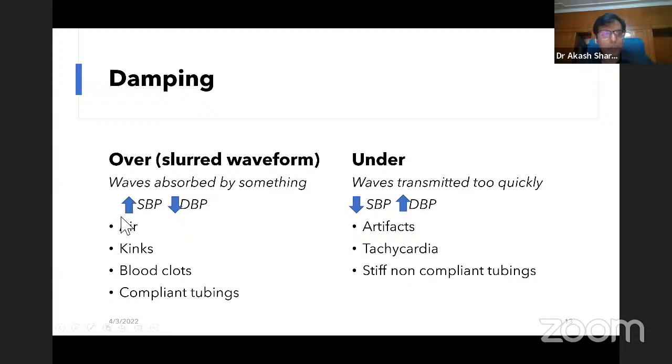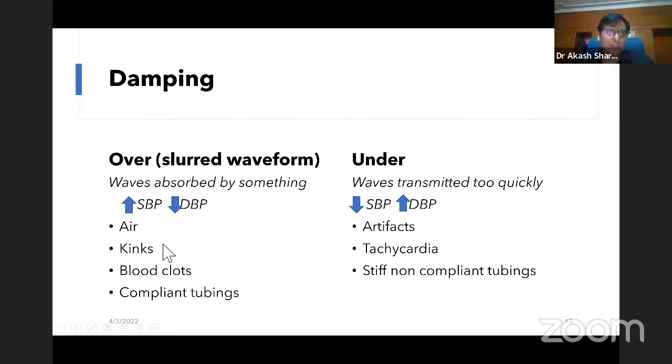Common reasons would be that there is air in the circuit, there are kinks in the circuit, there may be blood clots in the catheter, or the tubings are too compliant. If there is air, you need to remove that air, and you can always use the three-way stopcock, interrupt the patient side of it, and flush the saline through it.